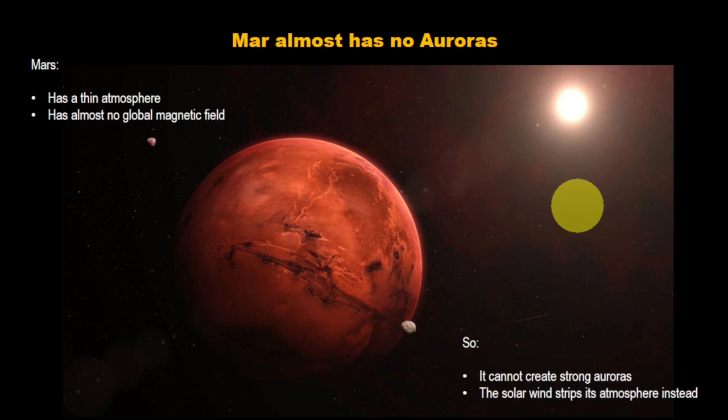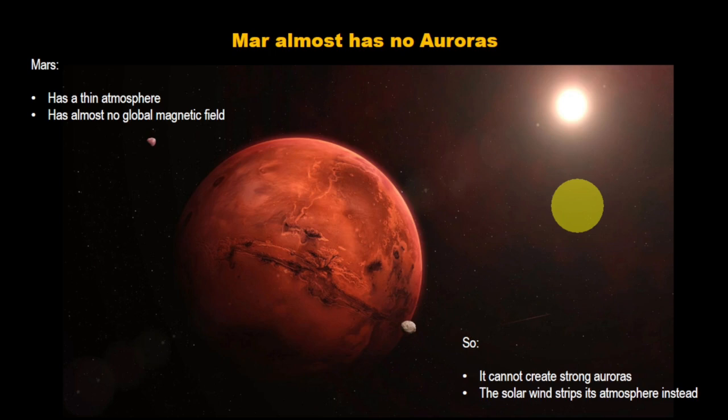So Mars has almost no aurora because Mars has a very thin atmosphere. The atmosphere of Mars is just 0.1% of Earth, and it almost has no global magnetic field. So that is why it cannot create a strong aurora. In fact, the solar wind strips away the Martian atmosphere. Like I told you, because it doesn't have a well-defined global magnetic field, the solar wind just strips the atmosphere away. So that is why Mars does not have an aurora.